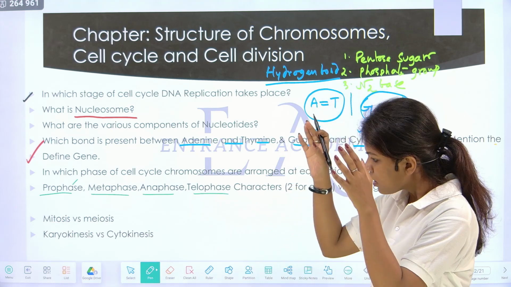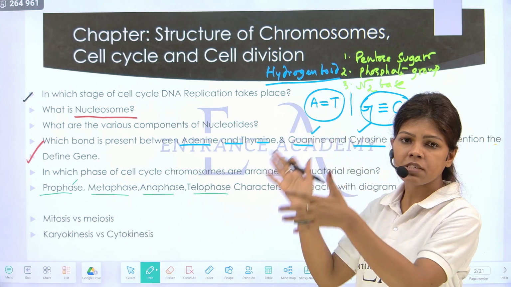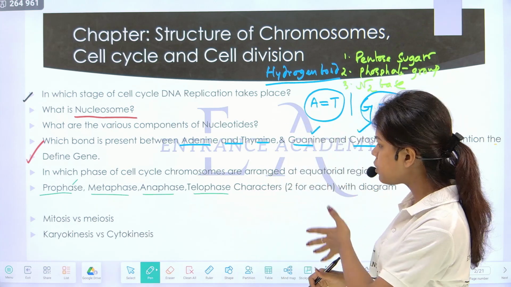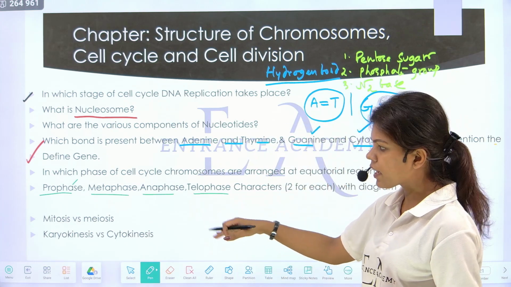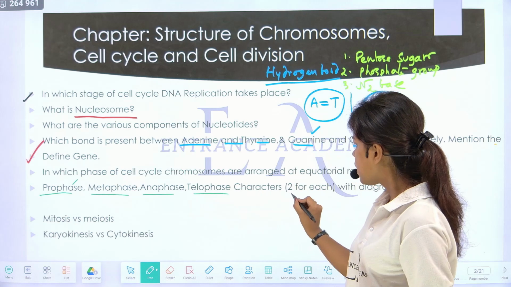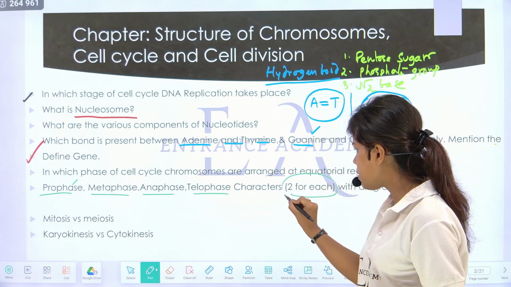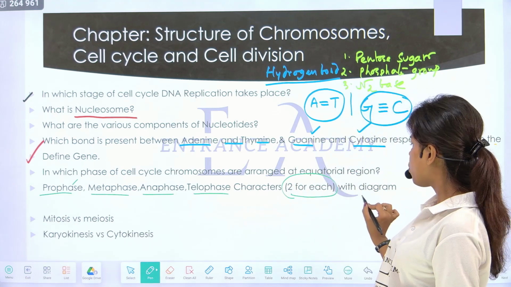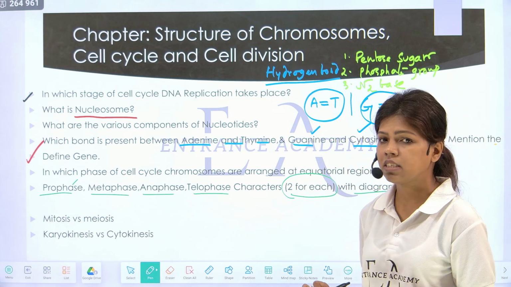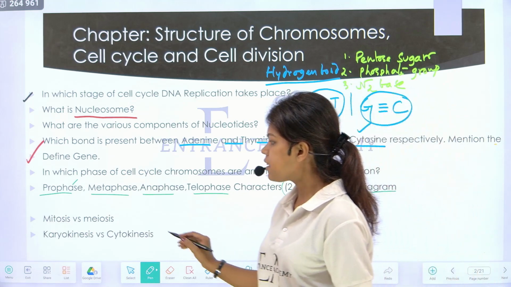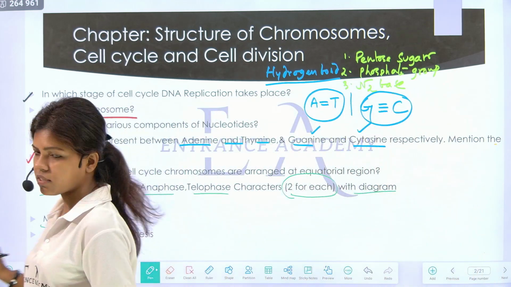So in your book there are some specific characters given for each individual phase of the cell cycle. For each stage, remember at least two specific characters with a diagram. Very, very important.